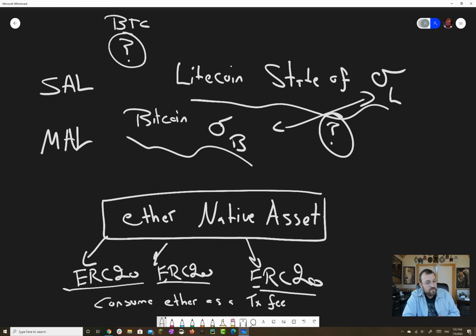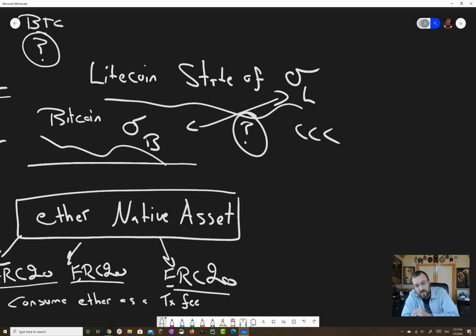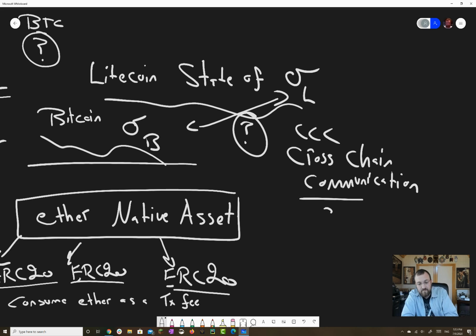Okay, so we live in a state where there's a lot of these old legacy systems like Bitcoin and Litecoin, and they're perfectly fine. However, they're single asset ledgers, and they can't really do what's called CCC, well, cross-chain communication. And actually, I'm going to give you guys a paper here. Okay. Well, unfortunately, there's no standards for them to talk to each other.